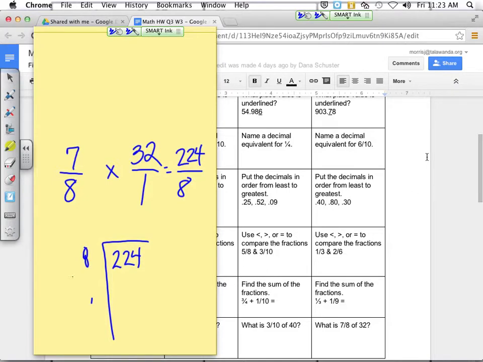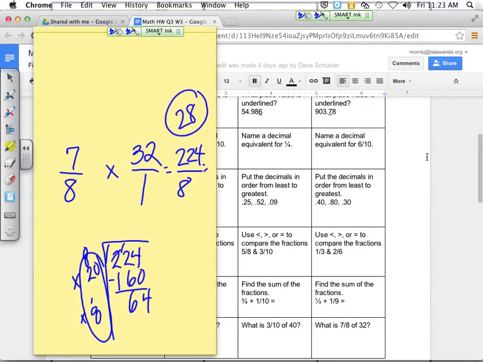So, I know times 10, let's do times 20. 8 times 2 is 16, 8 times 20 is 160. When I subtract, I get 64. 8 times what gives me 64? Luke? 8. What's my answer? 28. So my answer is 28. How many of you guys got that?